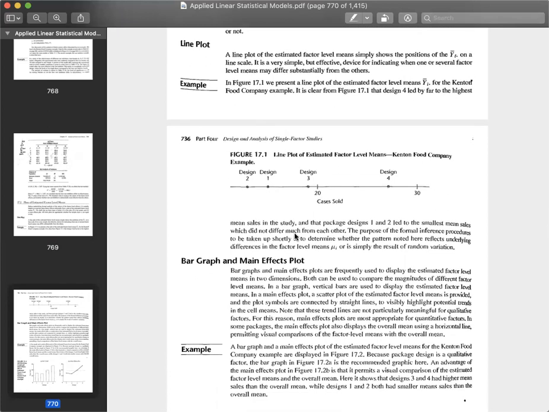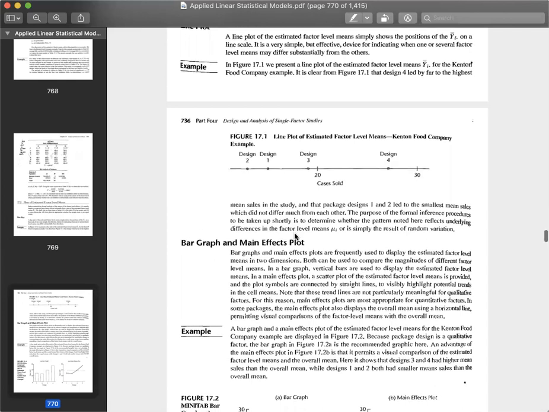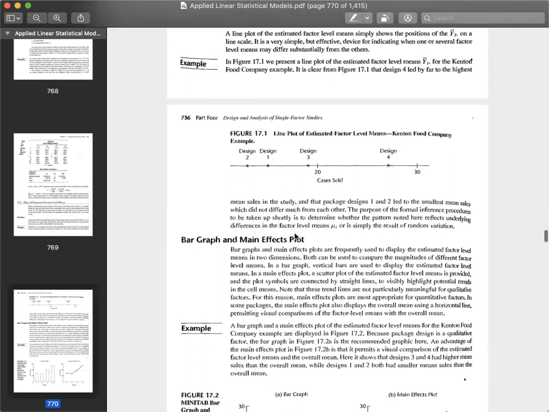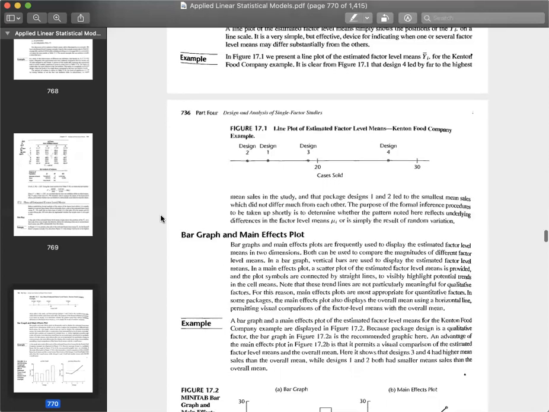A line plot of the estimated factor-level means simply shows the positions of the yi dot bar on a line scale. It is a very simple but effective device for indicating when one or several factor-level means may differ substantially from the others. If we look at this figure, presenting a line plot of the estimated factor-level means yi bar for the Kental Food Company example, it is clear that design 4 led by far to the highest mean sales in the study, and that package designs 1 and 2 led to the smallest mean sales, which did not differ from each other. The purpose of the formal inference procedures to be taken up shortly is to determine whether the pattern noted here reflects underlying differences in the factor-level means μi, or is simply the result of random variation.